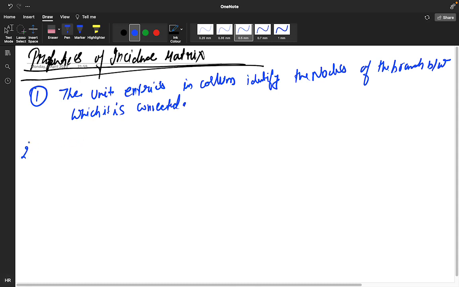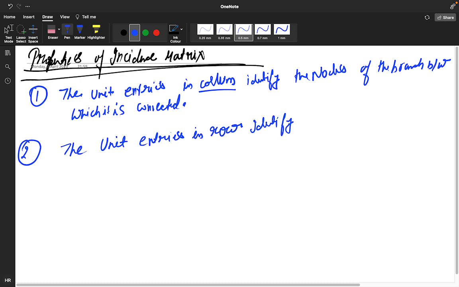And the second statement: the unit entries in a row identify the branch incidences at the nodes. So this was for the column. The unit entries in a row identify the branch incidences at the nodes.